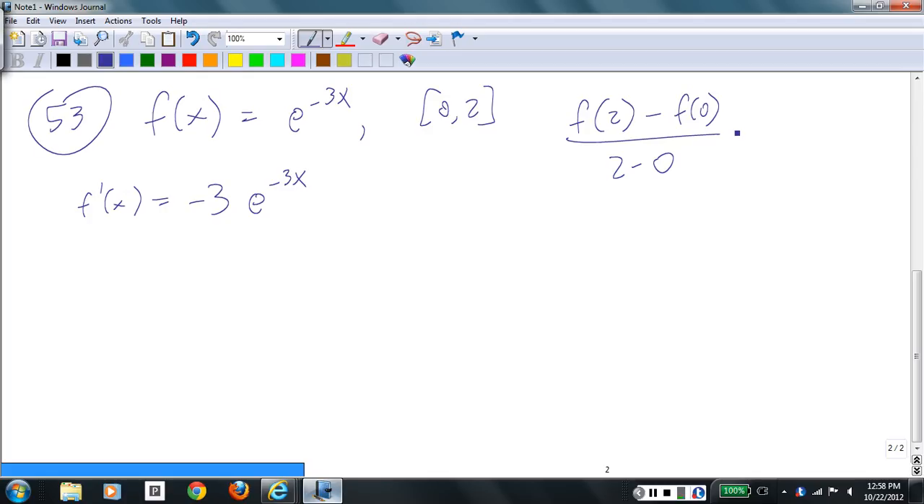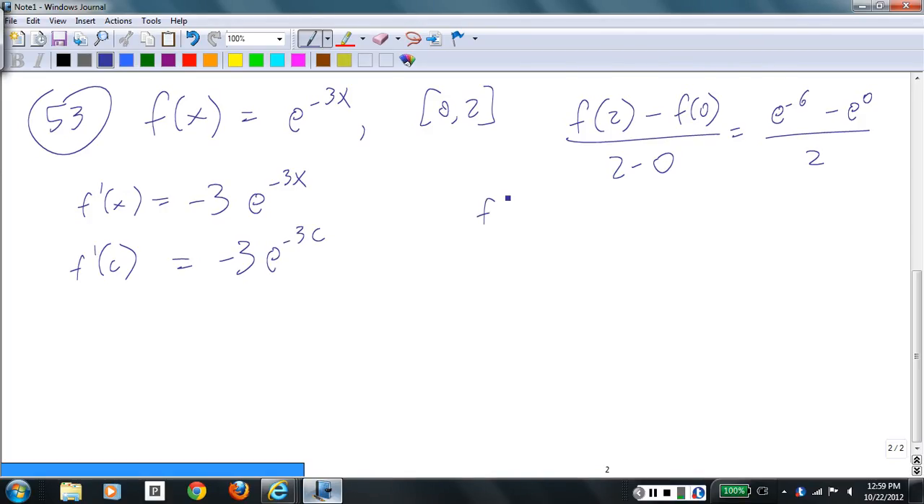So what's this going to look like? This is going to be e to the negative 6 minus e to the 0 over 2. So that's the slope, and we're saying there's a number between 0 and 2 where the slope of the tangent line is actually equal to that value. So what is the slope of the tangent line? Well, f prime of c would be negative 3e to the negative 3c.